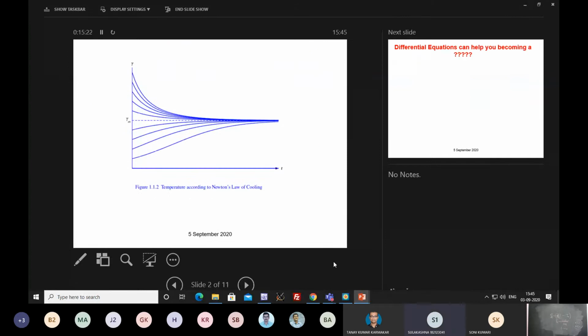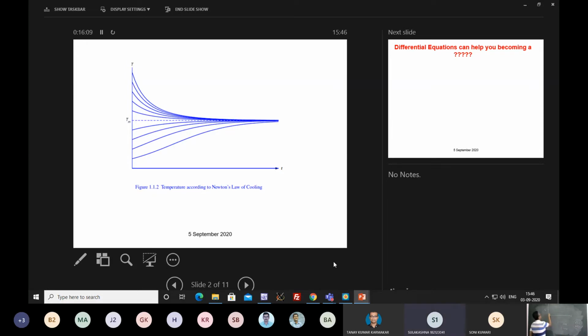Exactly the same thing. If I plot here, now this is the graphical interpretation. You can see that they have the surrounding temperature given by Tm. This is the time axis, and suppose this is the temperature axis. So what is happening here? This is the surrounding temperature, Tm. Throughout the whole time range, the surrounding temperature is fixed.